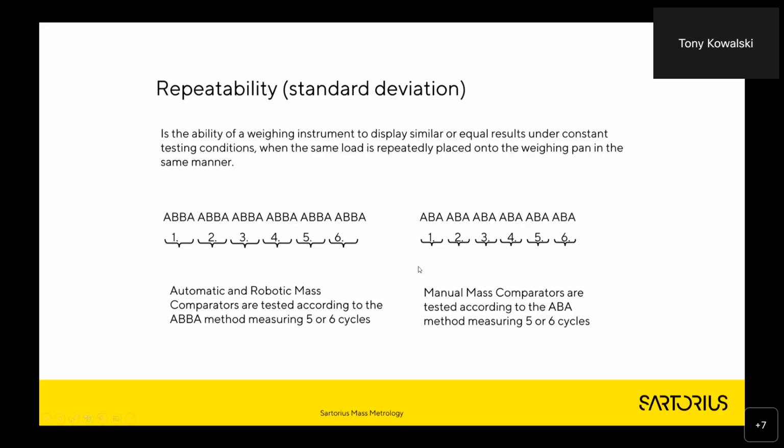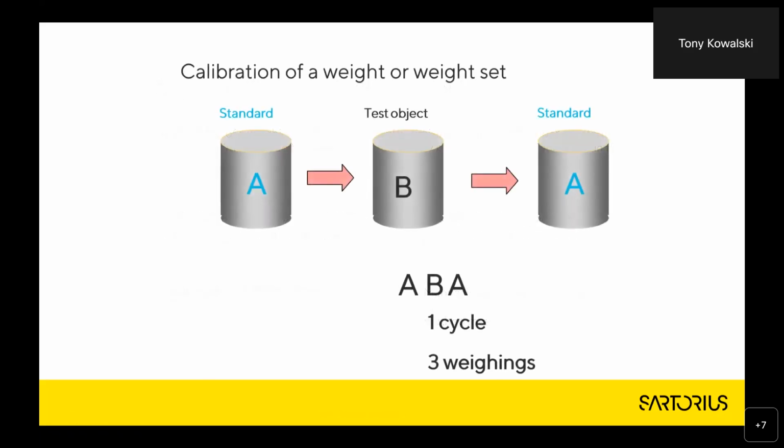I've got some calculations and a few little graphs to explain this in more detail. So here you see for ABA, put the reference weight or the standard, the test object B, and then against the standard. And we want to keep this in the same time sequence as possible, so that any drift that happens between here and here should be the same as from here to here.